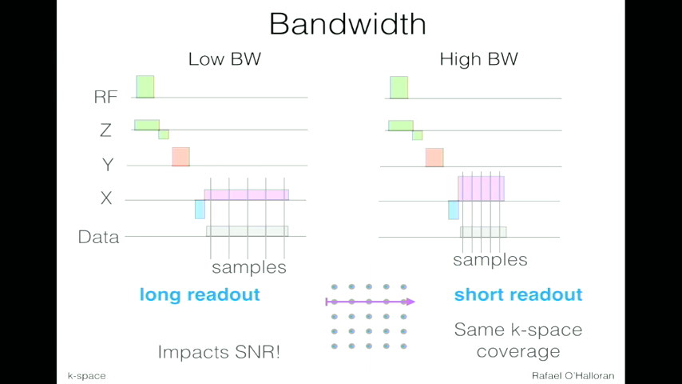So in both the left and the right case, you have the same resolution and field of view. You just go across k-space faster with the higher bandwidth on the right side. So it makes your readout short. So this can be good and desirable in some cases.